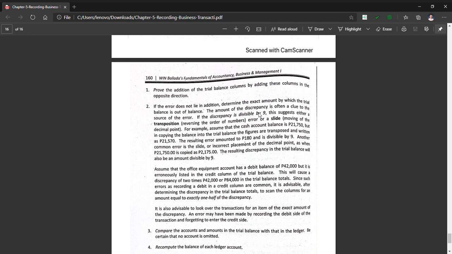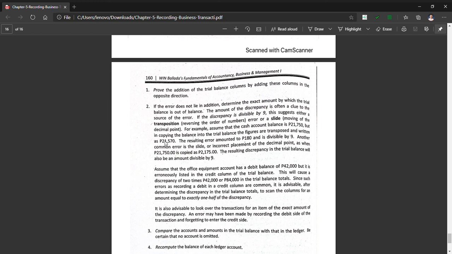If their difference is divisible by 9, right? If they don't balance and their difference is divisible by 9, this suggests either a transposition or a slide error. The transposition error is when the order of what we wrote is wrong. For example, 21,750, we put 21,570. So, this is a transposition error.